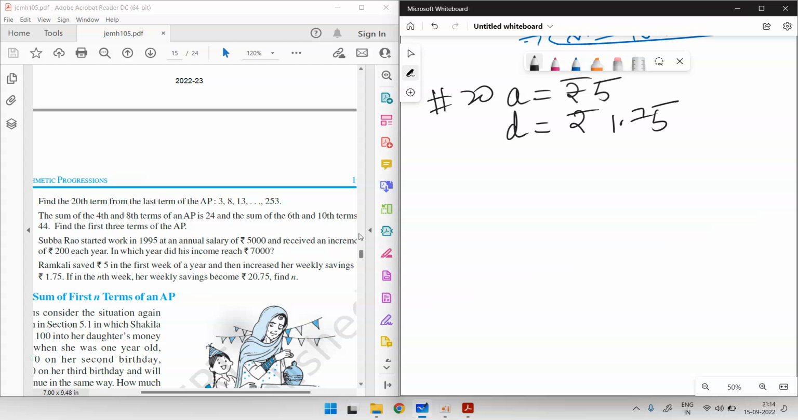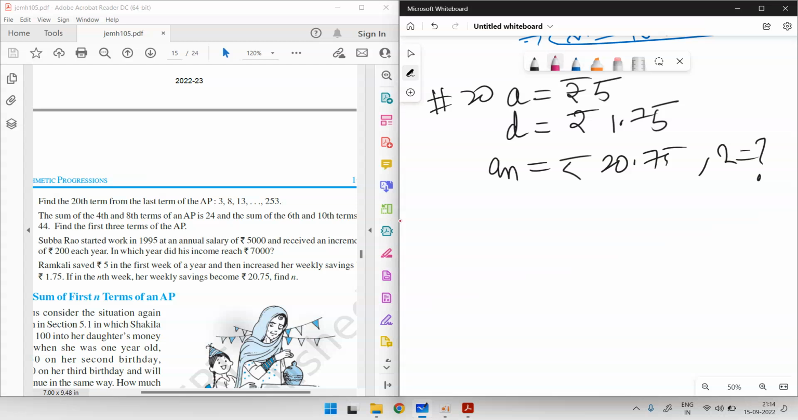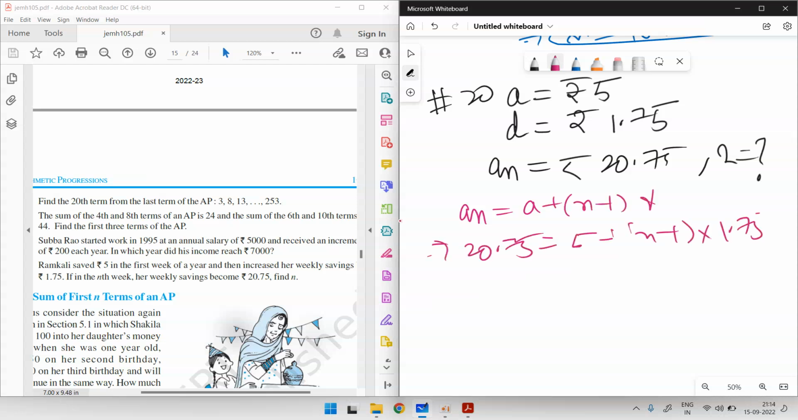Now her weekly savings become rupees 20.75 in the nth week, so a of n is given to be rupees 20.75, and you can find the value of n for this by directly applying the formula. A of n is equal to a plus n minus 1 into d, so 20.75 equals 5 plus n minus 1 into 1.75. Taking this here, n minus 1 into 1.75 equals 15.75.